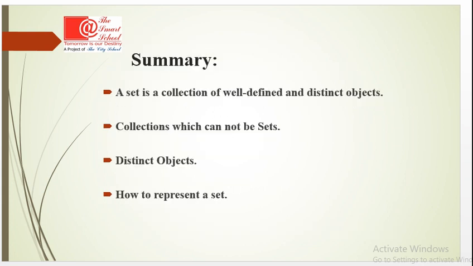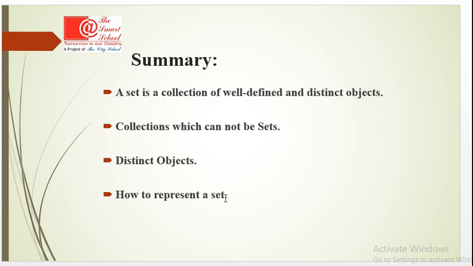Now the summary of today's lesson is: a set is a collection of well-defined and distinct objects, and we saw which collections cannot be sets. We read about distinct objects, and we learned how to represent a set.